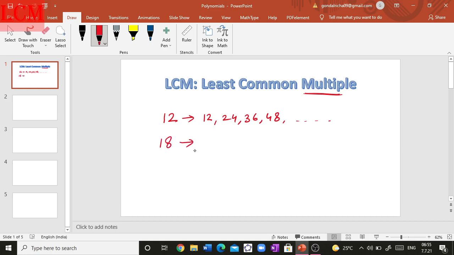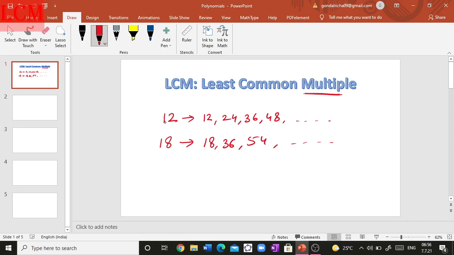So what could be the multiples? First one is 18, then 36, then 54, and so on. So these could be the possible multiples of number 18. Now see, we have to select the common multiples, common multiples of two given numbers.